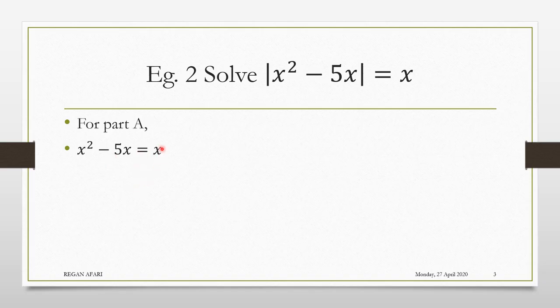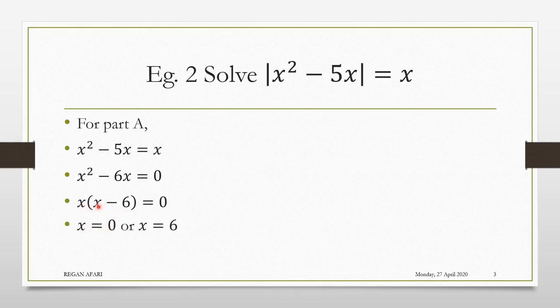Just move this to the other side so that you get negative 6x here. Then it is equal to 0. So we will factor out x. Now when we factor out x, this is what we have. It means that x is equal to 0 or x is equal to 6.